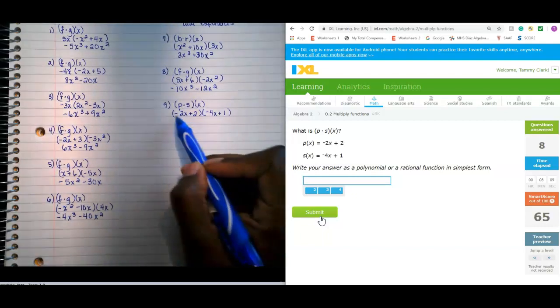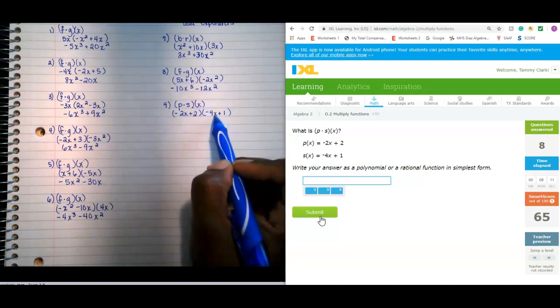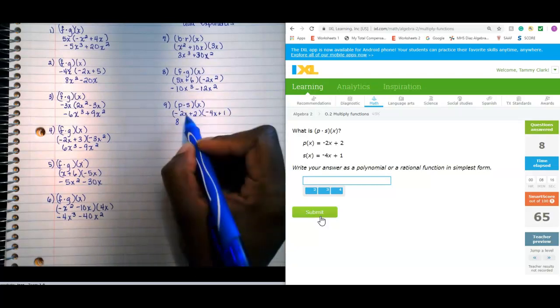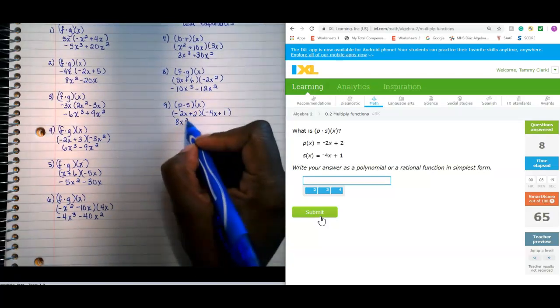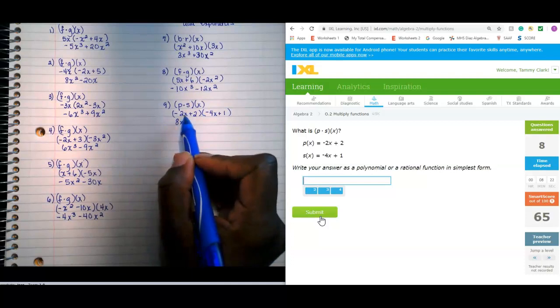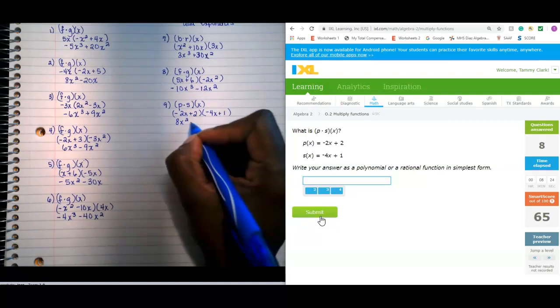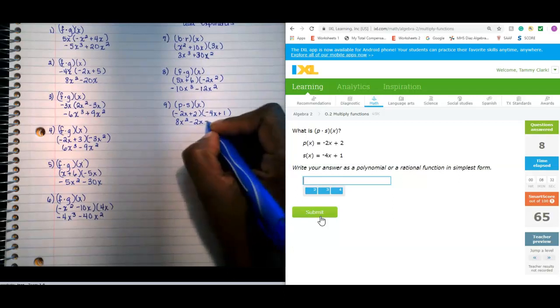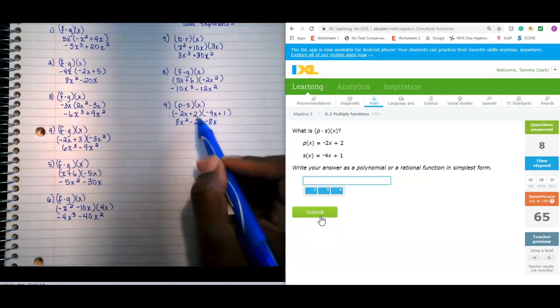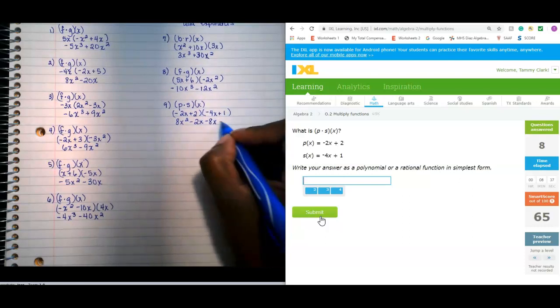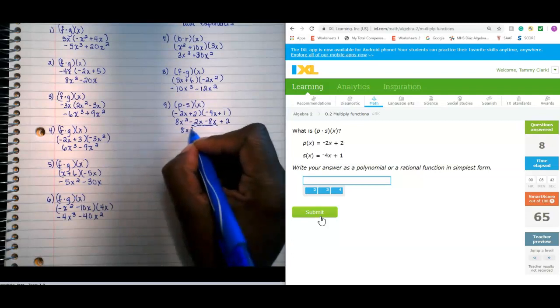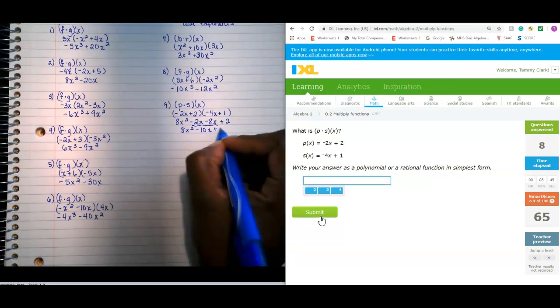So I'm going to take negative 2x and multiply it by negative 4x. Negative 2 times negative 4 is positive 8. x times x is x squared. Then I'm going to take negative 2x and multiply it by positive 1. That gives me negative 2x. Then I'm going to take my 2 and multiply it by negative 4x. That gives me negative 8x. 2 multiplied by 1 gives me positive 2. Combine your like terms in the middle, and you have 8x squared minus 10x plus 2.